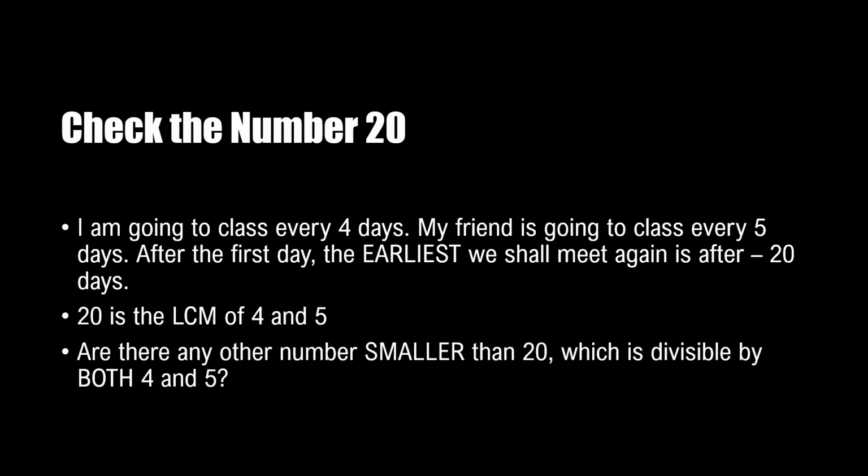Are there any other numbers smaller than 20 which is divisible by both 4 and 5? You can try to find out. There are no other numbers which are smaller than 20 and divisible by both 4 and 5. So 20 is the LCM of 4 and 5.